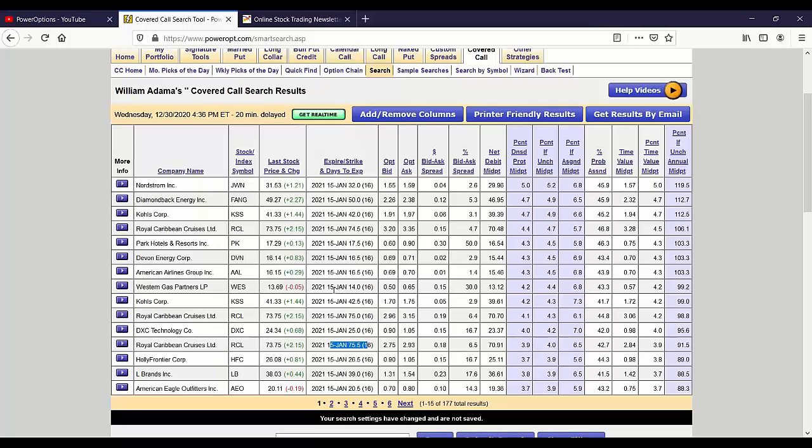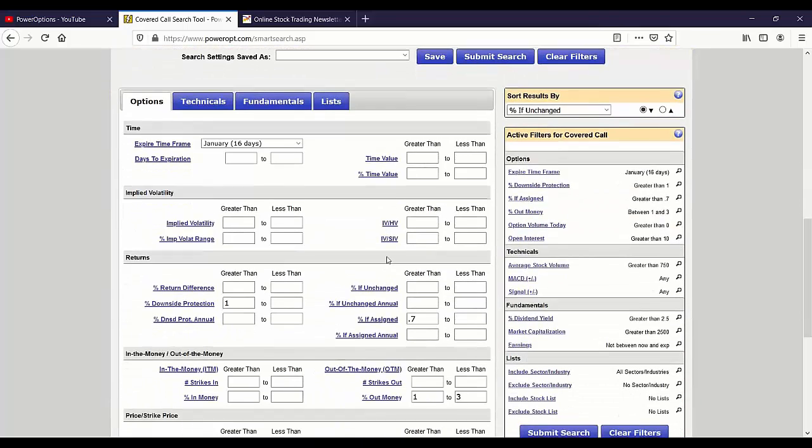Which one's the optimal? Well, that's where it comes down to you. We don't make direct recommendations or suggestions on which covered call you should trade. We're showing you the potentials that match the criteria that you wanted: a minimal downside protection, reasonable percent if assigned, and certain range out of money.